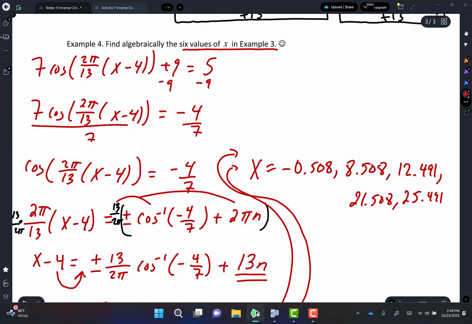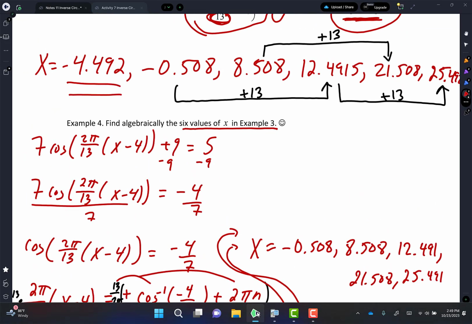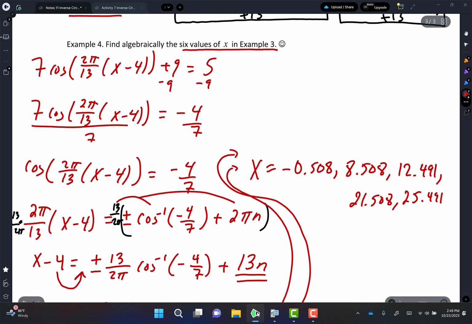Now I missed all of them but one. How do I get the negative 4.492? Yeah, I heard someone say it. Say it loud and proud.